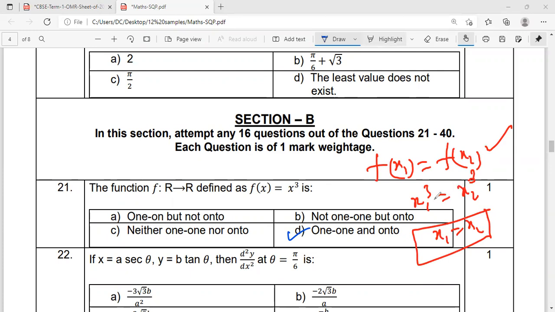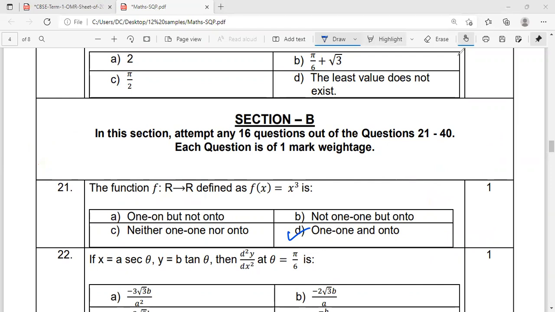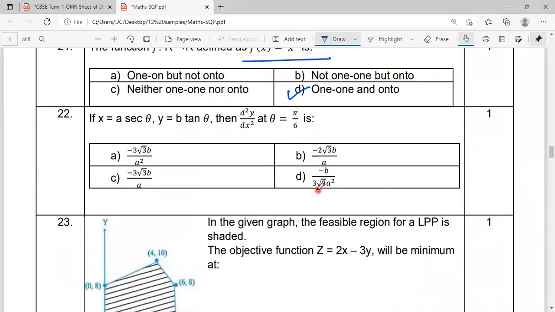And for onto, for every value of y in the codomain, there should be some x in the domain, right? And it is true that way also. What we take is y is equal to x cube, for example. Then y to the power 1 by 3 is equal to x. That means for every y, there is a number y to the power 1 by 3 in its domain. So it is onto. So you can understand this question two ways, whether it is the algebraic or geometric way, but your answer is the function is 1-1 as well as onto. Now let's see the second question.